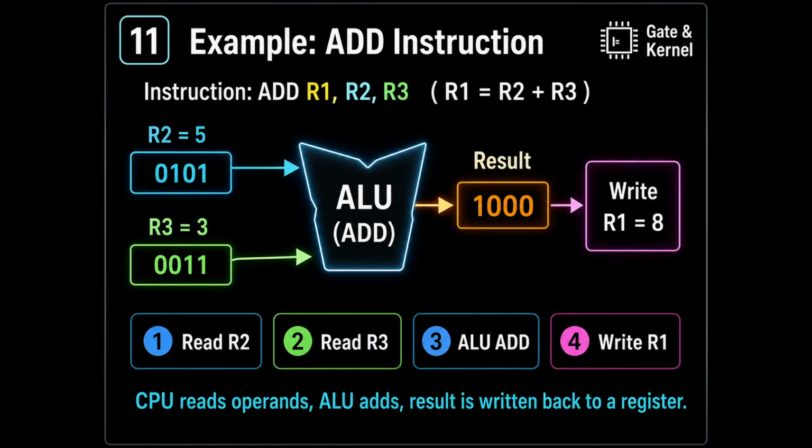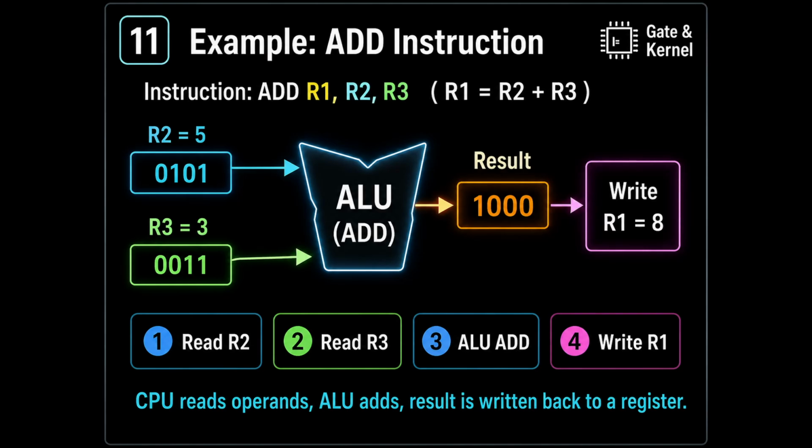Chapter 11. Example, ADD instruction. Let us follow a complete example. Consider the conceptual instruction, add R1, R2, R3. Its meaning is, R1 equals R2 plus R3. Suppose R2 contains 5, and R3 contains 3.